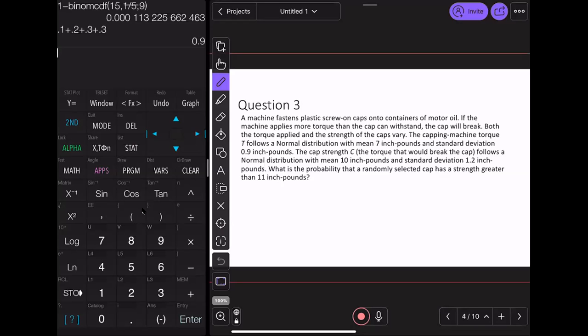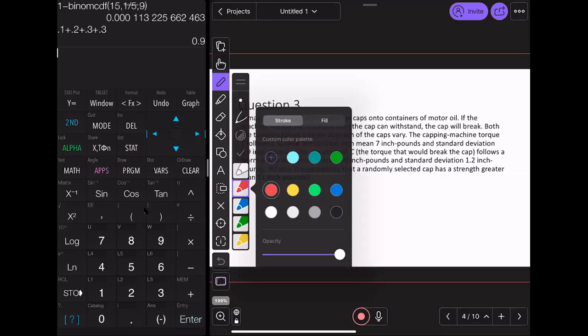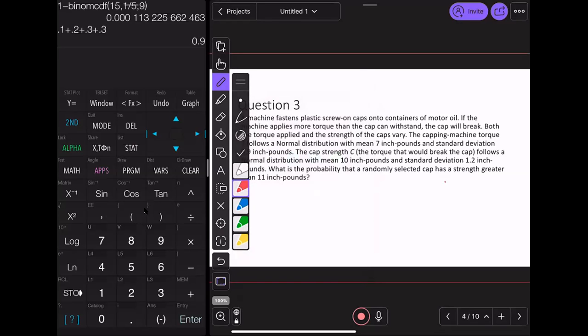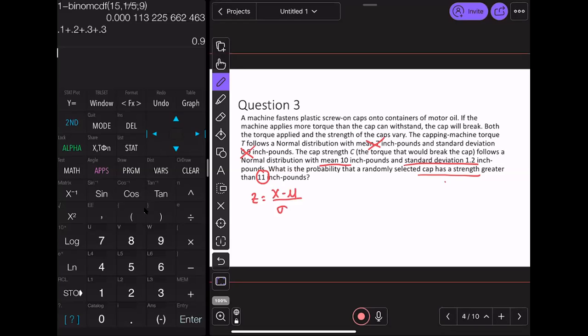So this is actually a z-score problem. We're looking for a randomly selected cap that has a strength greater than 11 pounds. So we're looking at cap strength. This problem actually gives you more information than you need. They give us information of the torque, but we're not going to use that. And they give us information about the cap strength, which is what we are going to use. So the mean and the standard deviation. We're going to use this 11. Remember the z-score formula is x minus mu over sigma, and we're just going to plug in.